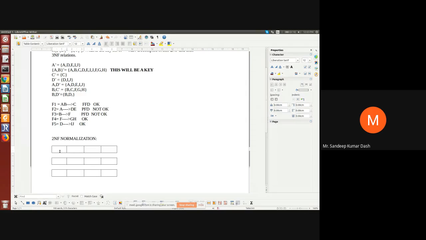So A and D, E are not okay, no? So I will remove them. I will keep them in a separate table. Now A will be the primary key, so underline it. D and E will be the two non-prime attributes, which are now fully functionally dependent on A. So in this case, there will be a functional dependency A determining D, E.